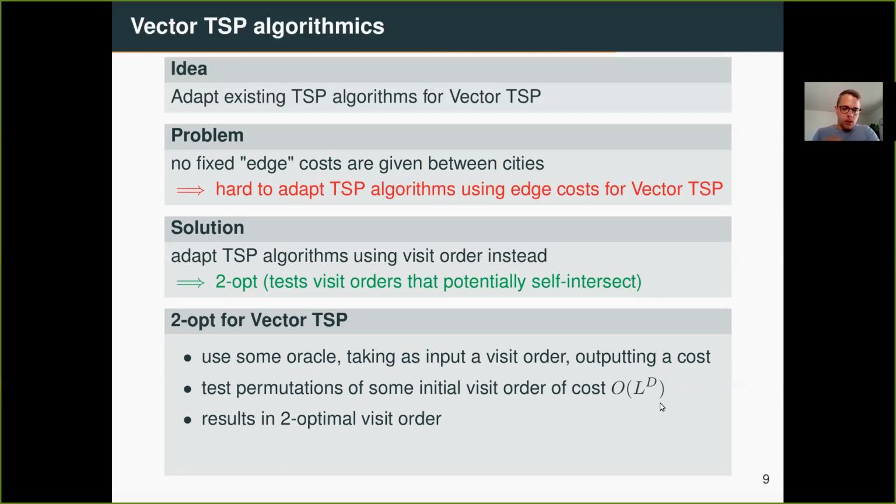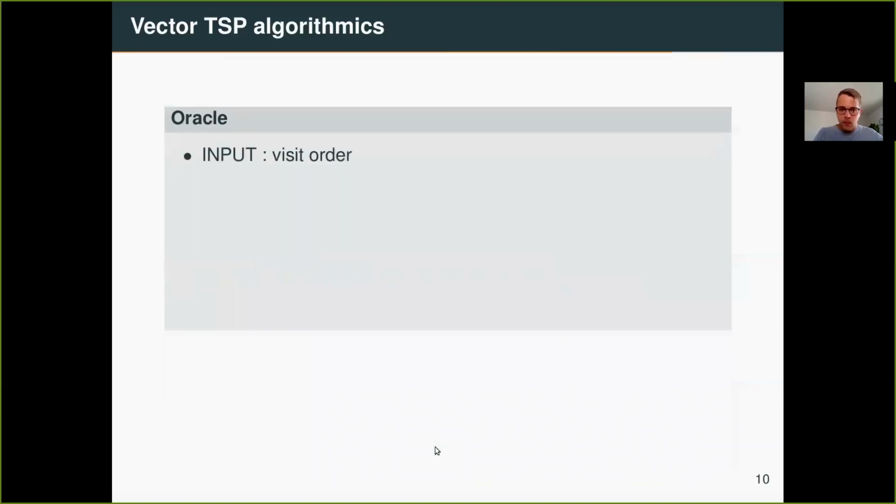Now, you test permutations of this initial visit order, and whenever you find something better, you test permutations of the better one, and then you find something better as well, and you go on like this until you find no better permutation. Then you stop and you return the result, and this result is known as a two-optimal visit order, which is not to be confused with a two-approximation. So this runs in time big O of L to the D n squared times the complexity of the oracle. So let's look at the oracle.